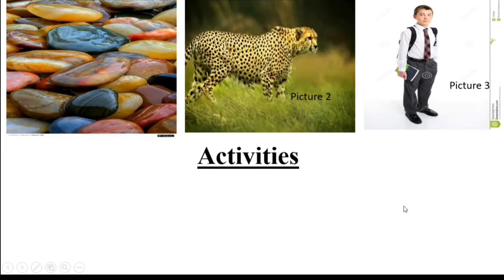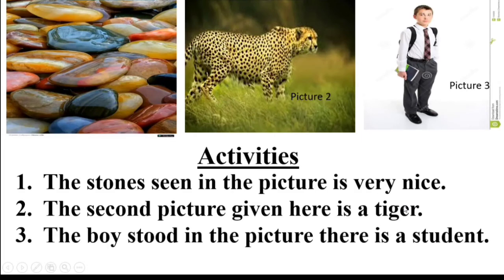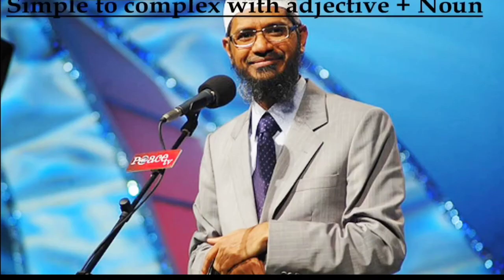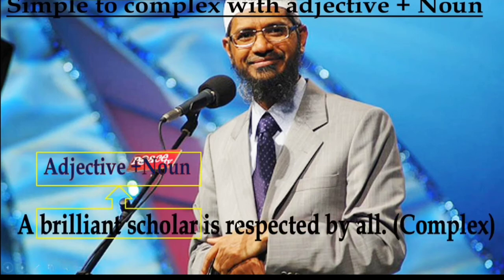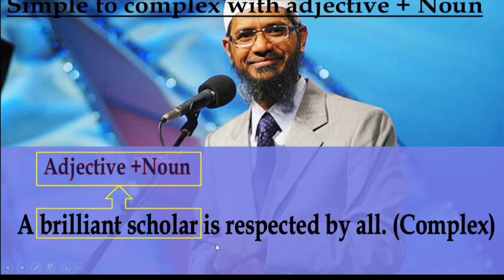Student, here are also some activities for you. Please practice these activities according to these rules, and then the rule will be very clear to you. Simple to complex with adjective plus noun. Here we get the sentence, adjective and then noun. A brilliant scholar is respected by all. Here brilliant is an adjective and scholar is a noun.